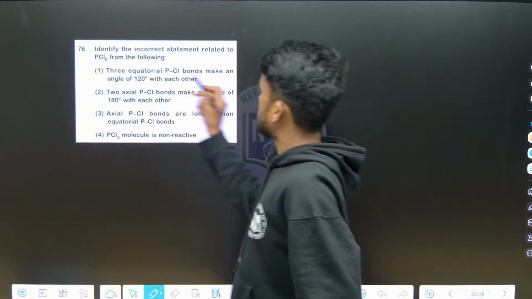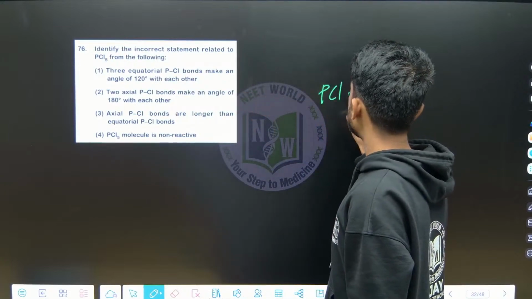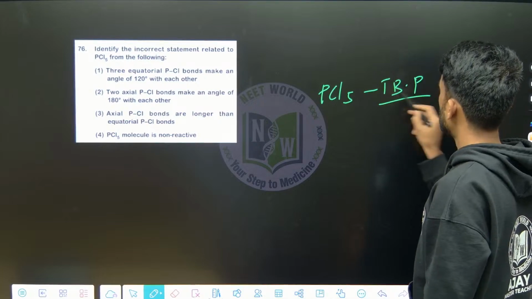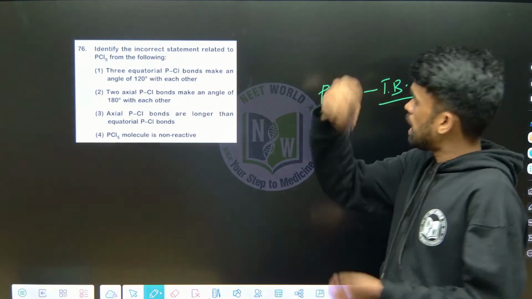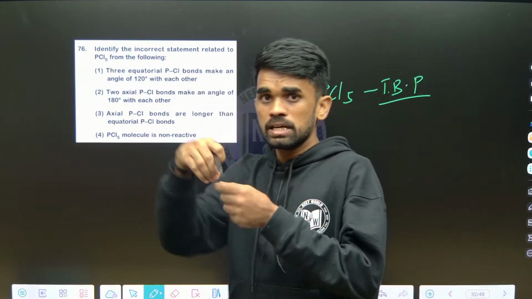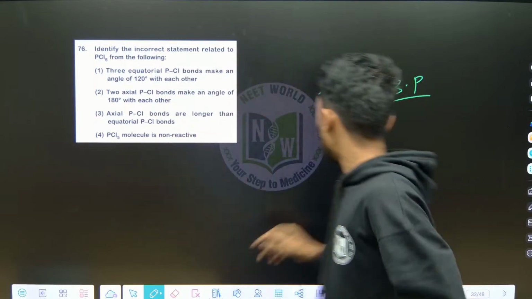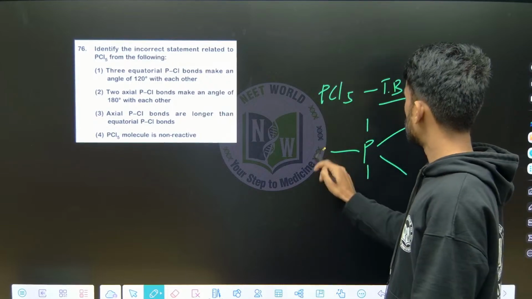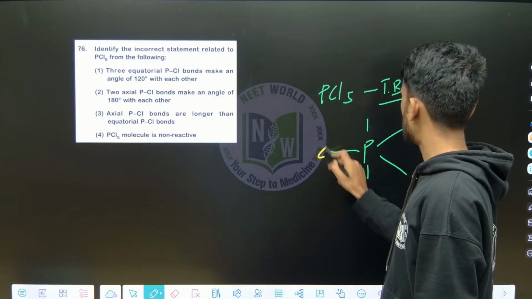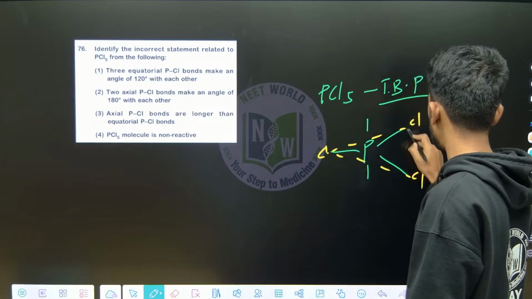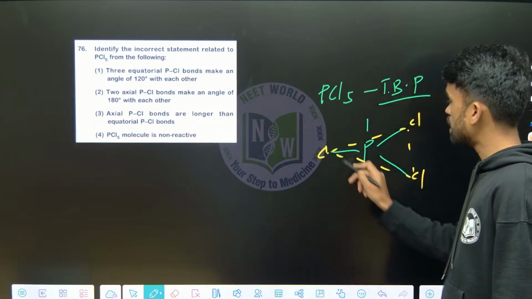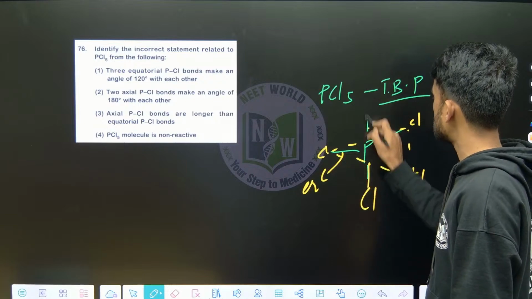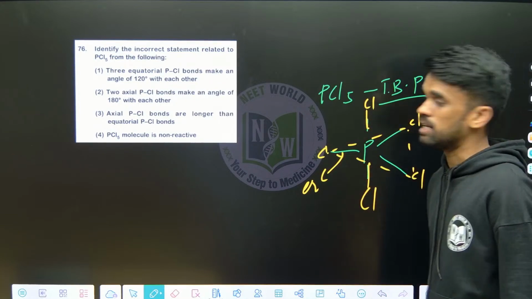Next, identify the statement. PCl5 has trigonal bipyramidal geometry, TBP we can write. In this, 2 chlorine atoms are along the axis and 3 are in between, like this, right? So these chlorine atoms in the trigonal planar arrangement are equatorial, and 2 are along the axis like this. So these are axial.